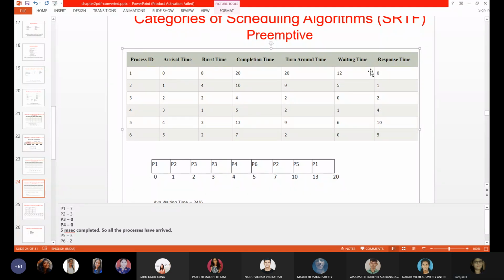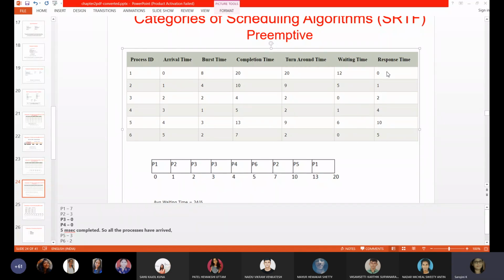Process P1 arrived at the 0th millisecond, and it got a chance to use the CPU in the 0th millisecond itself. So the response time is 0 milliseconds.